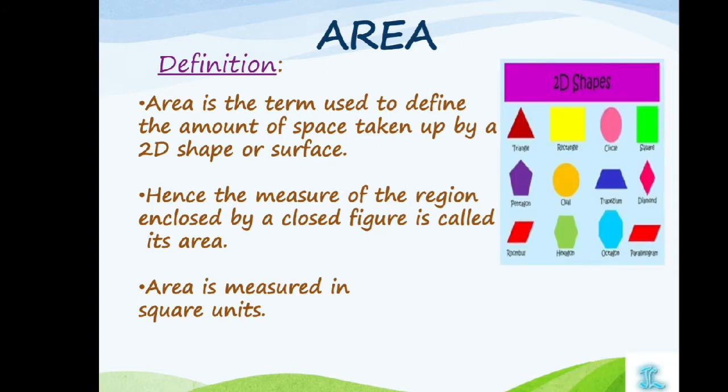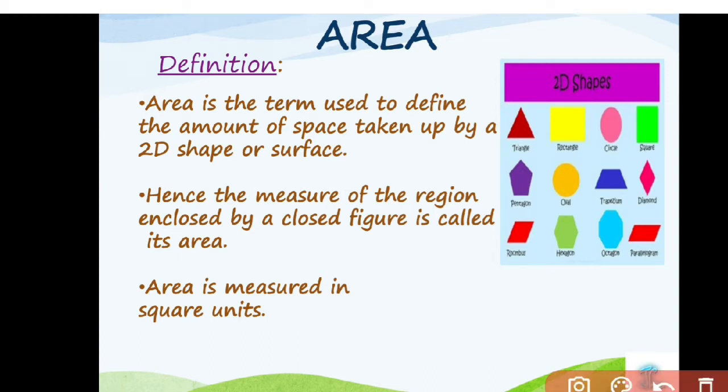You all know. See, I have given the image here. That is a 2D shape, like triangle, rectangle, circle, square. All these are 2D shapes. Hence, the measure of the region enclosed by a closed figure is called its area. Means the area is the measure of the region.